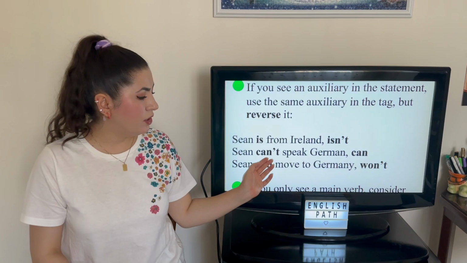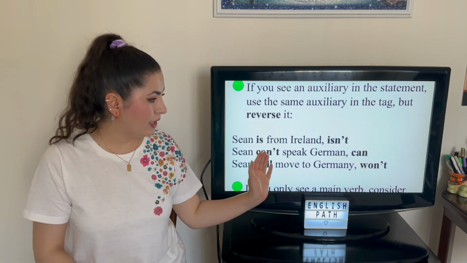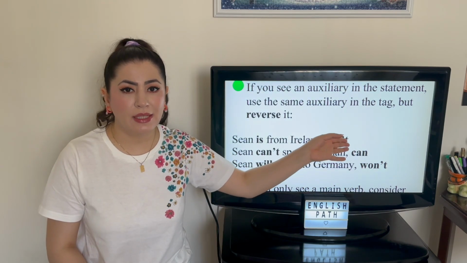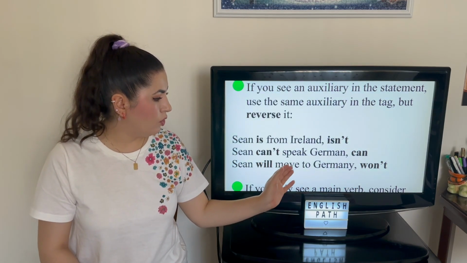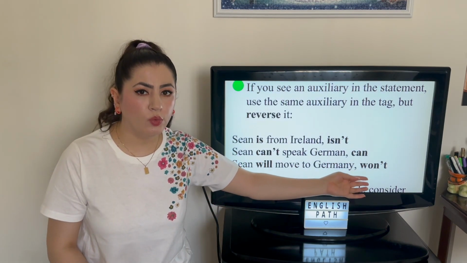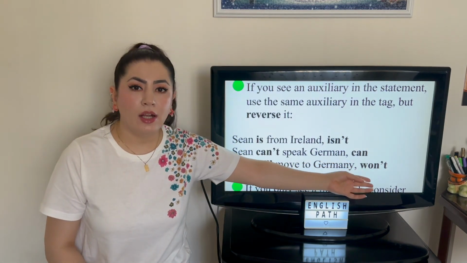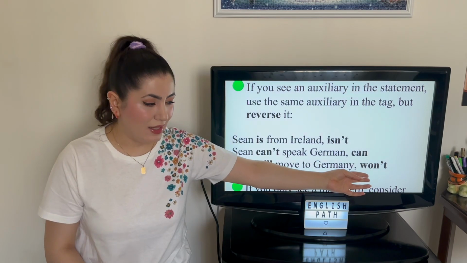So the auxiliary here is negative, like Sean can't speak German. So I will use a positive auxiliary in my tag. Sean will move to Germany, won't he? It was a positive auxiliary. The auxiliary in the tag is negative.